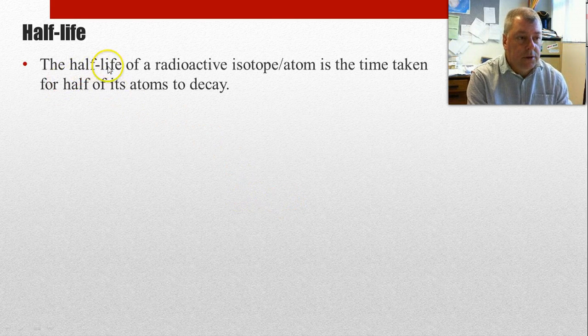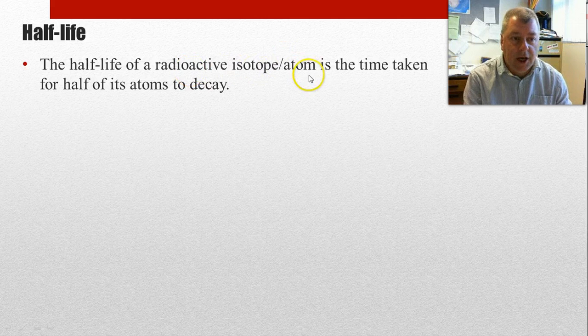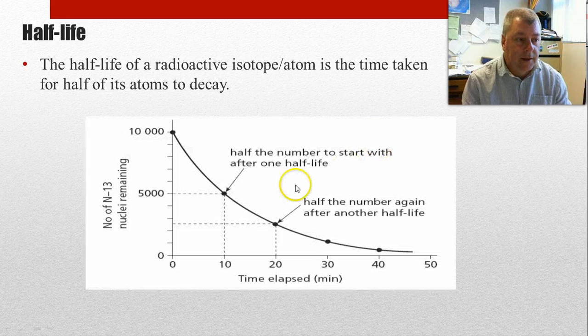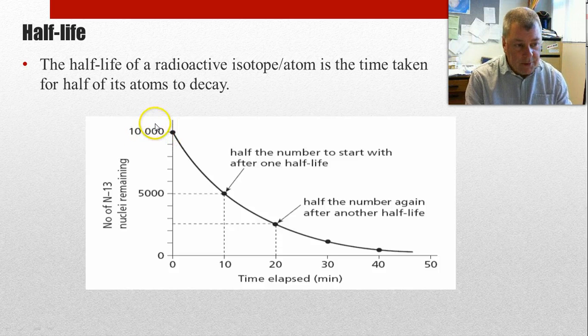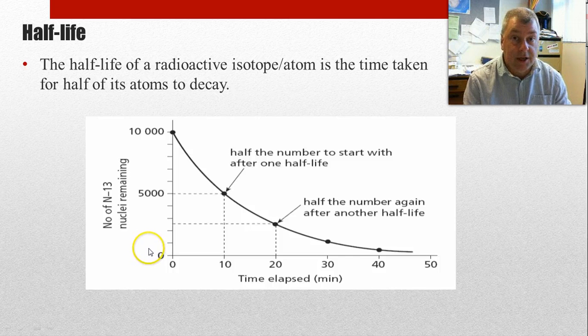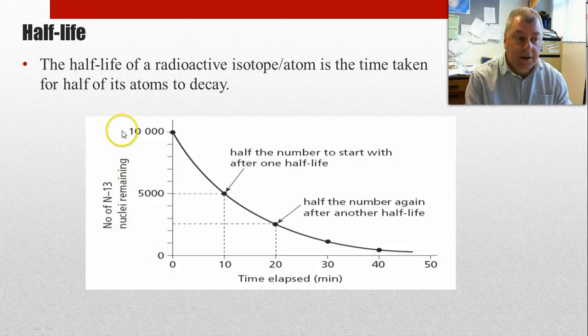And just to remind you, the half-life of a radioactive isotope or atom is the time taken for half of its atoms to decay. And typically you'd see a graph like this where you have time, in this case in minutes, and the number of nitrogen-13 remaining, starting off with 10,000, which is an unrealistic number, but that's just what we're doing. Remember also that these axes, particularly this one here, can have a whole variety of things, from percentage remaining, to fraction remaining, to activity, counts per second, counts per minute, counts per hour.